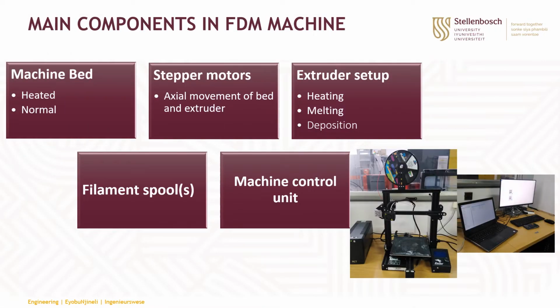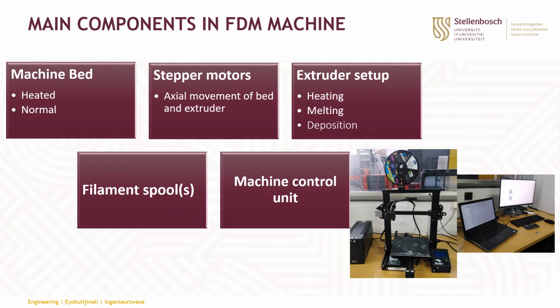The main components found in the FDM machine are: 1, the machine bed, which can either be normal or heated depending on the type of material used for printing. Number 2, there are stepper motors, which are responsible for the axial movement of the bed and the extruder, which can either move in X, Y, Z direction or all at once. Thirdly, there is the extruder setup, in which a filament coil is pulled into the heating zone. It reaches a melting point, and then it is deposited onto the build platform through the nozzle.